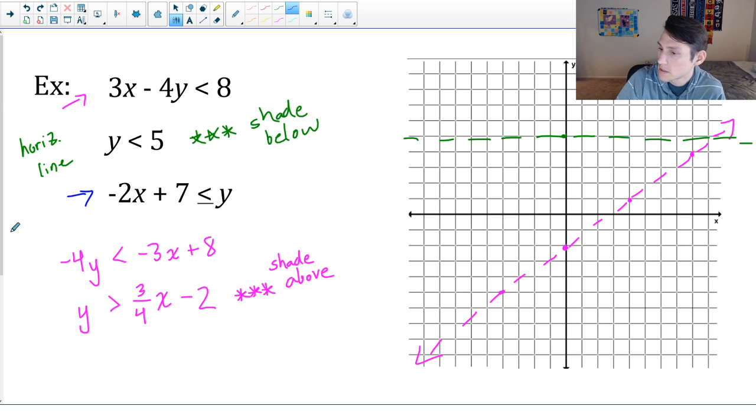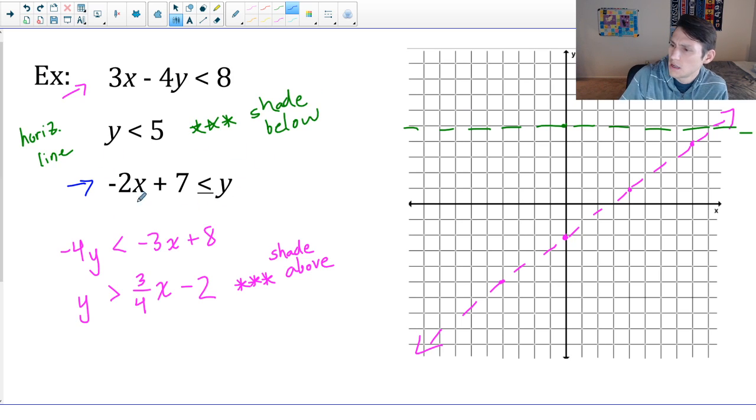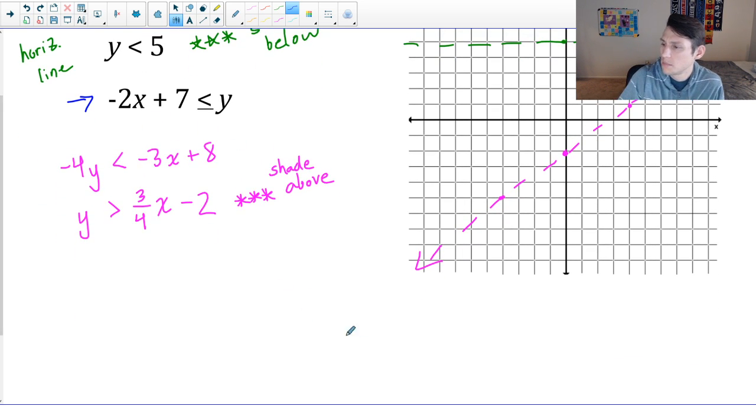And then lastly, for this third equation, again, this is actually almost done. If I look here, negative 2x plus 7 less than or equal to y. Well, the y is by itself. It's just that it's on the right side instead. But it's the same thing. In the same way that if I write y equals mx plus b, or if I write mx plus b equals y, it's the same thing.